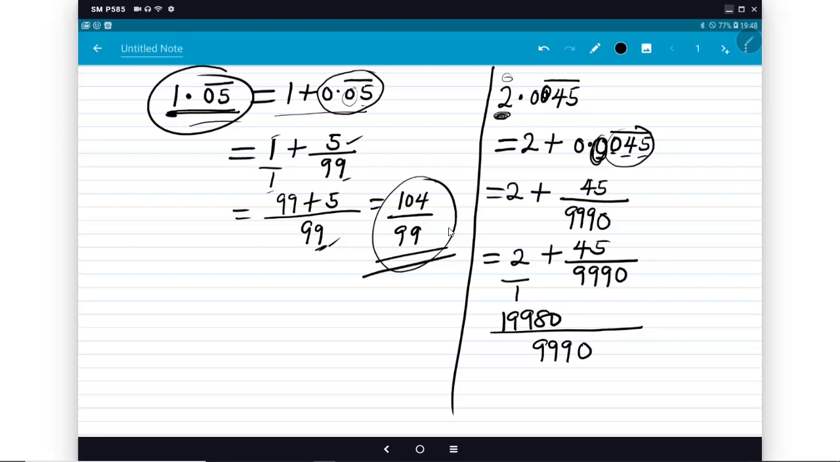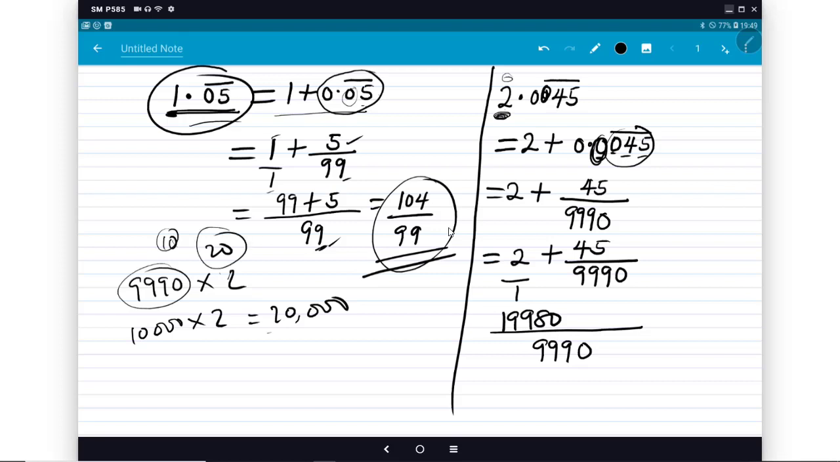19,980. Let me give you a trick here, so you can do this in a faster way. Since you have 9990 and you want to multiply by 2, if you don't want to press your calculator, this is very close to 10,000, just remaining 10 to make 10,000. So just take 10,000 times 2, that gives you 20,000. Then this remaining 10 times 2 will give you 20. So subtract the 20 from 20,000, and that will give you 19,980. So you can do that just to get your work faster.